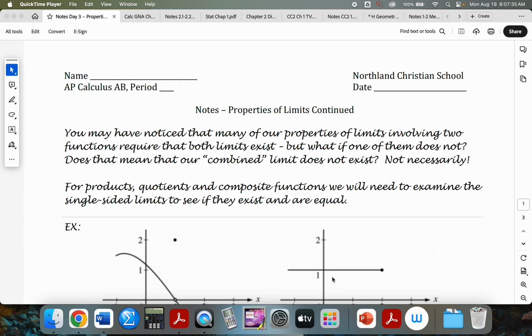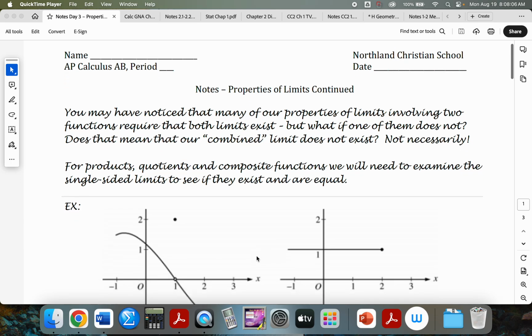So a lot of the times when we're doing limits, you're going to have two different functions, and both of those limits have to exist in order for the limit to work. We're going to look at a couple, actually, interestingly enough, not the first example, but some other examples, where one of the limits of the functions doesn't exist, but a composite of the two does exist. All right? So let's take a look.